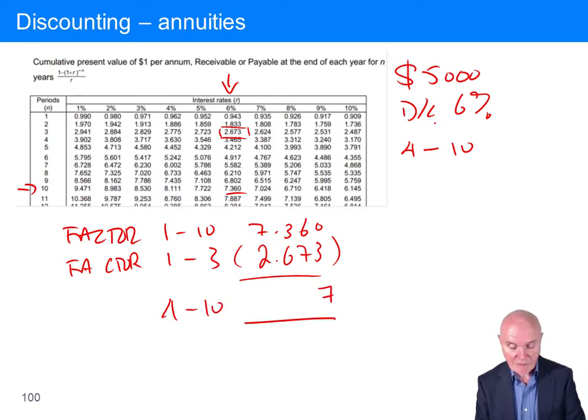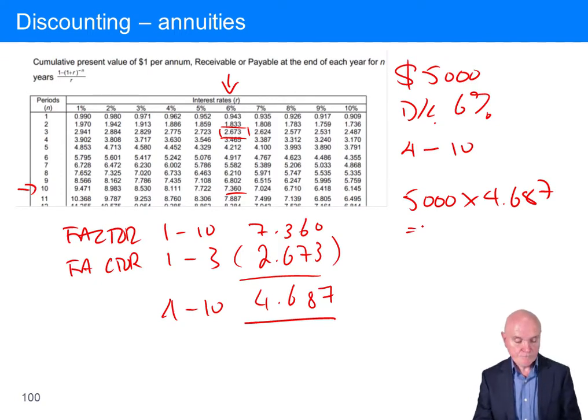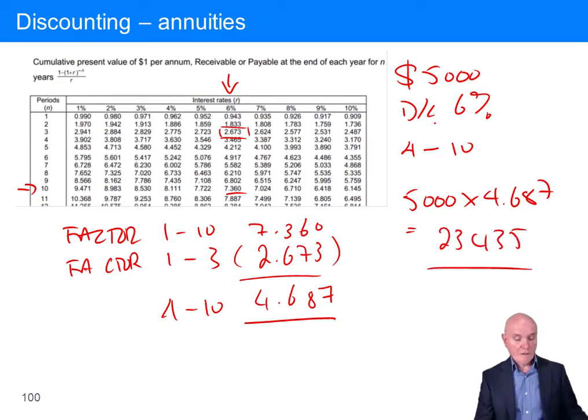Let me just check that subtraction. 7.36 minus 2.673. Yep, 4.687. So the present value of this amount here is 5,000 times 4.687, which is going to be 23,435. So we can construct these irregular annuities, if you want to call them that, from the annuity tables, and you still save a lot of work.